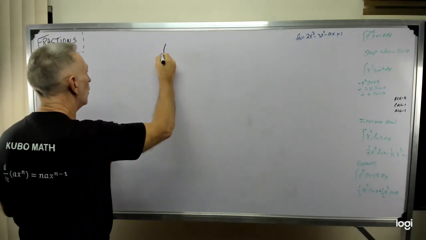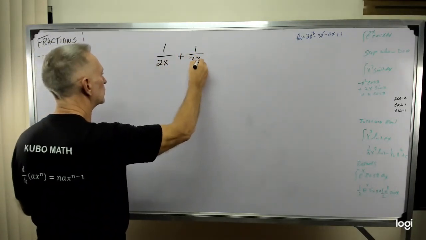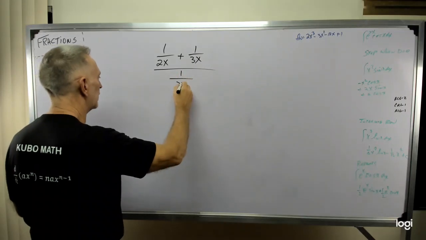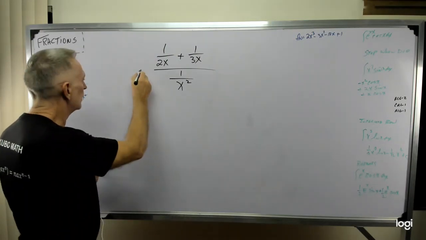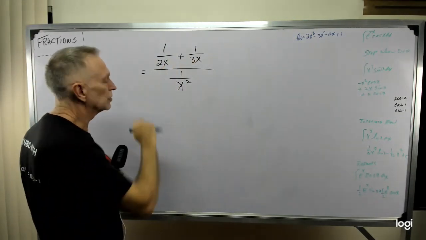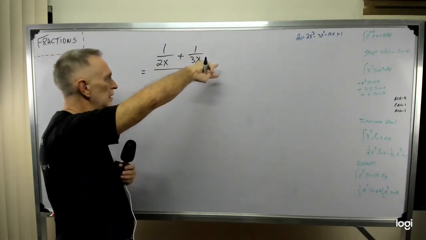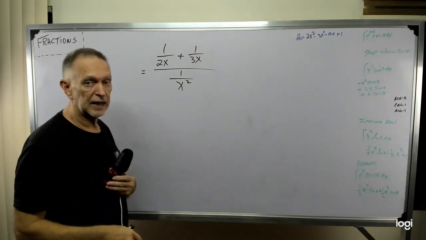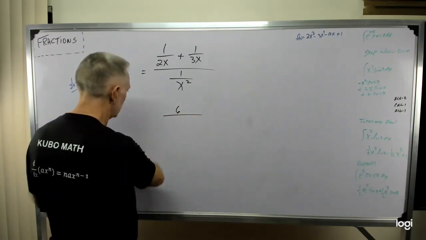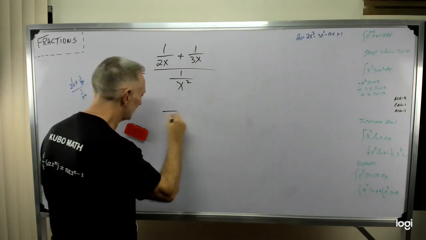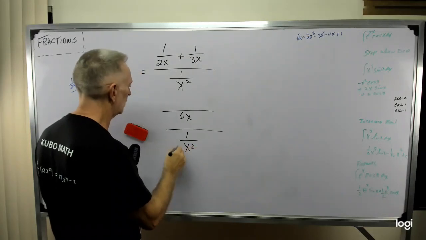Okay. 1 over 2x plus 1 over 3x divided by 1 over x squared. Okay, well, let's go with 6x. Now, since we have an x squared down here, once I flip this up, one of those x's will divide out. So let's try that. So I've got a 6x up top on the top fraction, and it's going to be divided by 1 over x squared.